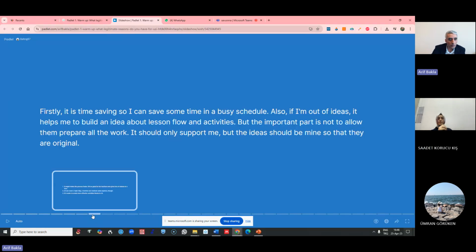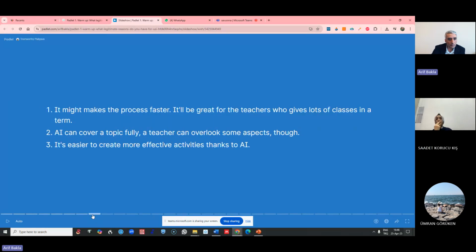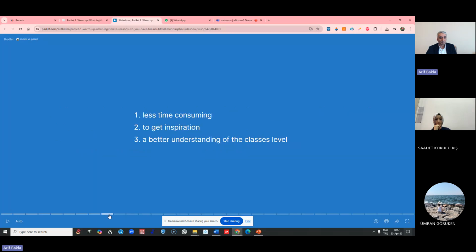Okay, let's go on. So there are different things. Okay, faster, it says, let's take a look at keywords. Okay, and fully, it says, a teacher can overlook some aspects. Well, I might not agree with this maybe. We will discuss later. It's easier to create more effective activities. Okay, let's take a look at them. Less time consuming, maybe helps you save time. To get inspiration, yeah, I like this.